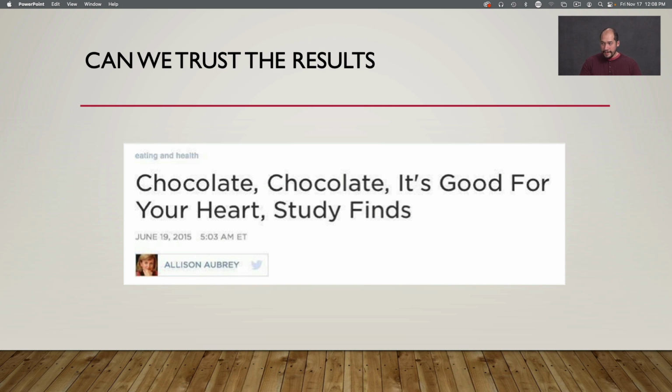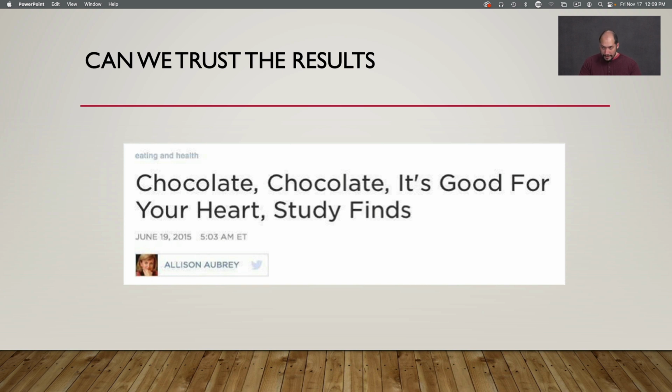There are a lot of studies out there, and here's the headline of one that says, eating chocolate is good for your heart. And this is somewhat skeptical, because if we just keep eating chocolate, does that mean that that's better for our heart? How solid are the conclusions of this result?